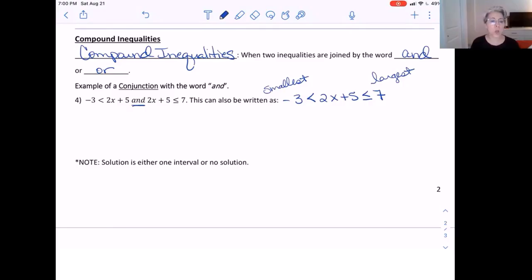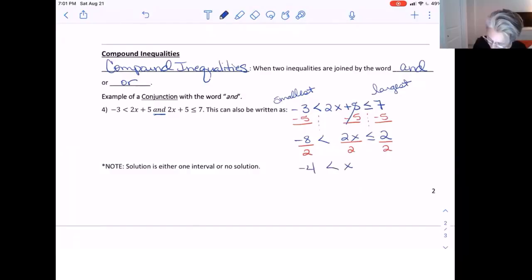If you're solving a conjunction like this, we still want to solve for x in the middle. So we would get rid of that plus 5 by subtracting 5 from the middle, subtracting 5 from the right, but also subtracting 5 from the left. There are now 3 sides to that compound inequality. That gives us -8 < 2x ≤ 2, and then divide everything by 2. We get -4 < x ≤ 1.